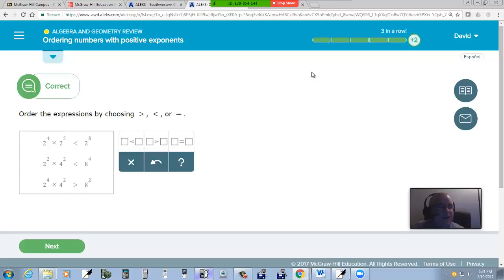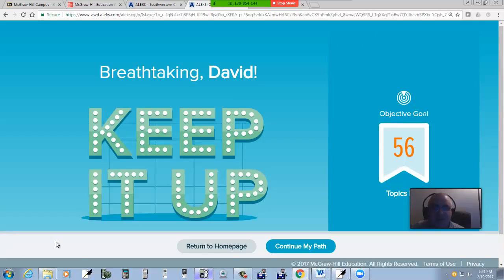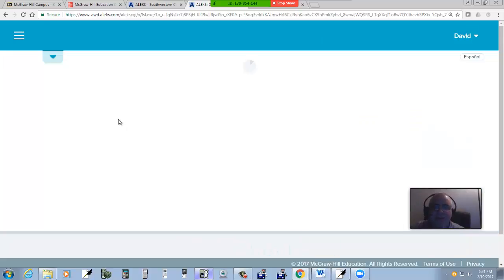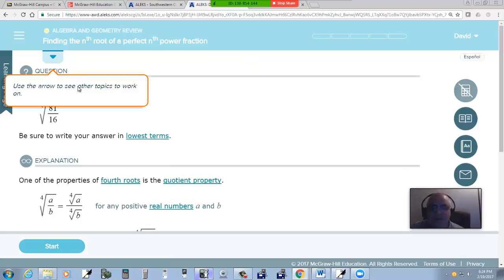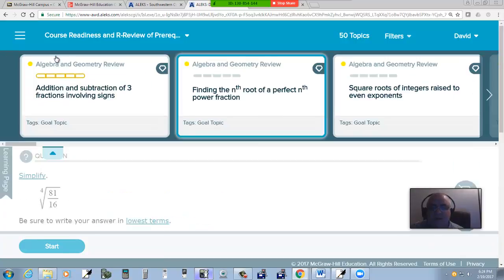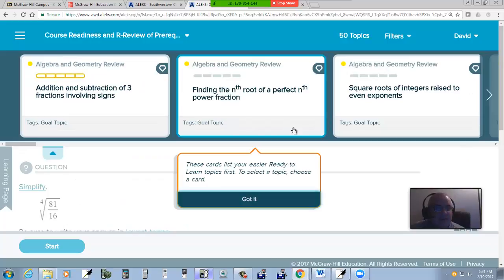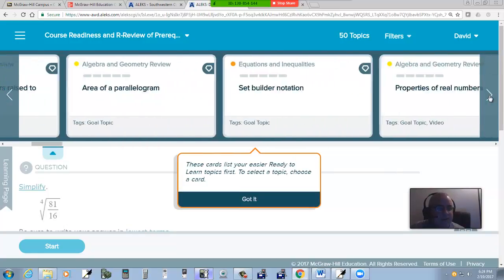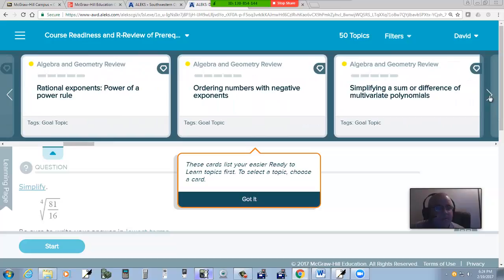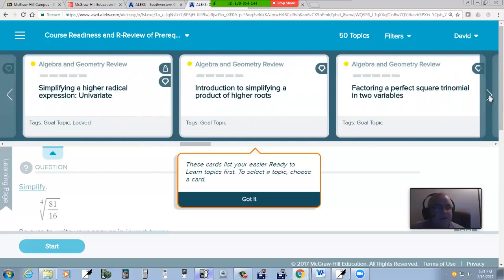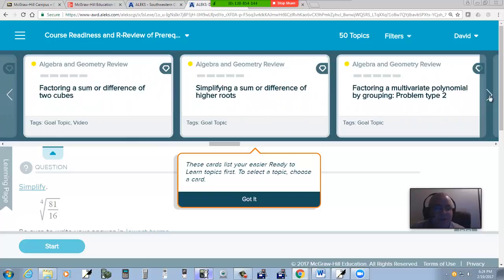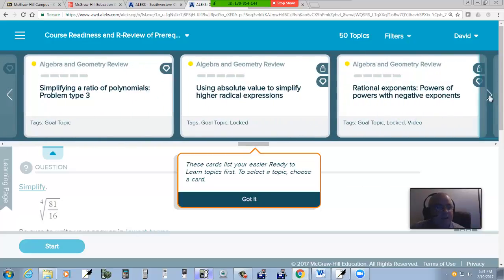Okay. Now you see I did 3 in a row and I went ahead and finished that topic. So it thinks I've mastered that topic. Breathtaking. Continue my path. It says use arrows to see other topics to work on. So it assigns that to you. And again, I can do the little arrow to come over here. So don't think you have to go sequentially. If you get stuck on something, move on to the next topic.